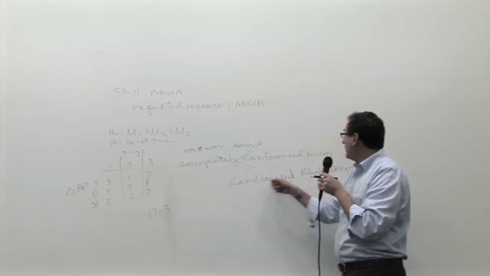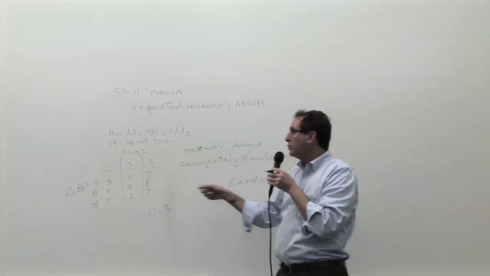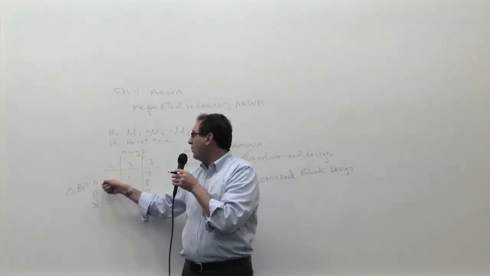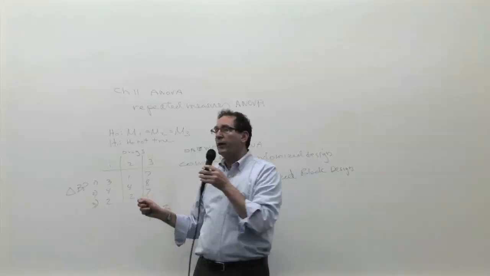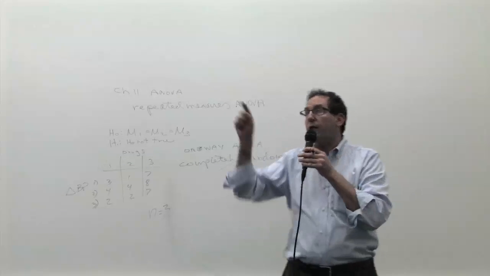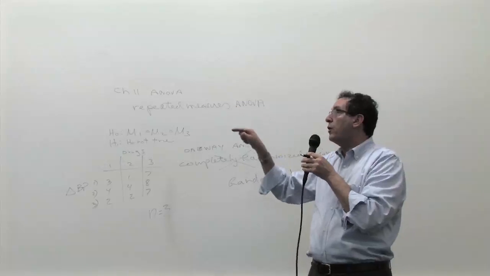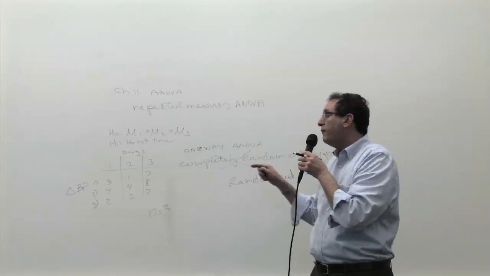It's called a randomized block design. Why is it called randomized? Because we don't give drug number 1, 2, 3, 1, 2, 3, 1, 2, 3. We randomize it. In other words, you say, you're going to get drug 3, 2, 1. You're going to get drug 1, 3, 2. You're going to get 2, 1, 3. Everybody gets a different order.